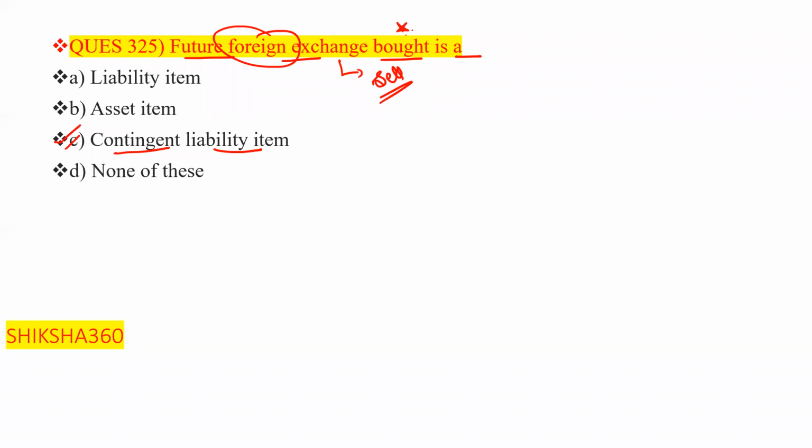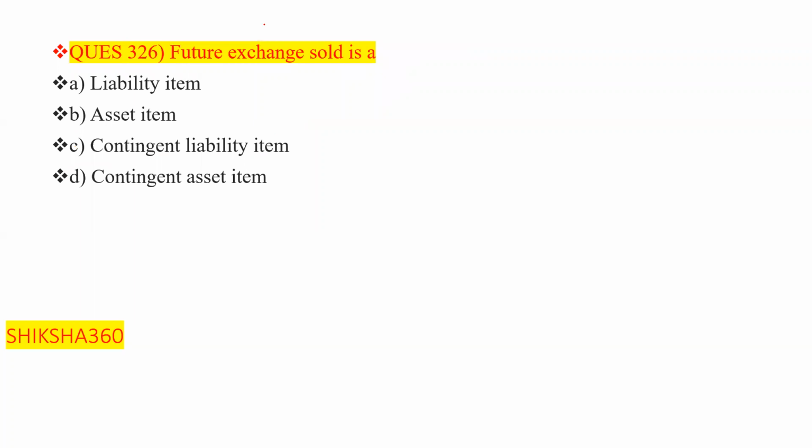Okay, so basically it is a contingent liability item. Rest we will check once again if you face any issue. But according to me, it is a contingent liability item. Now move to the next question. Future exchange sold, it is a. Now the previous question was regarding the bought.